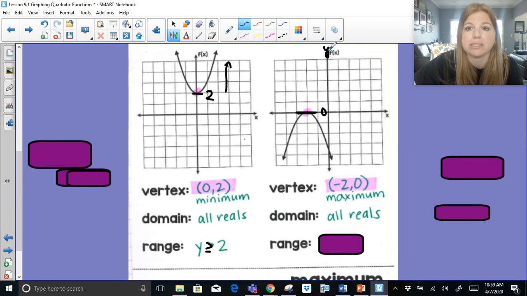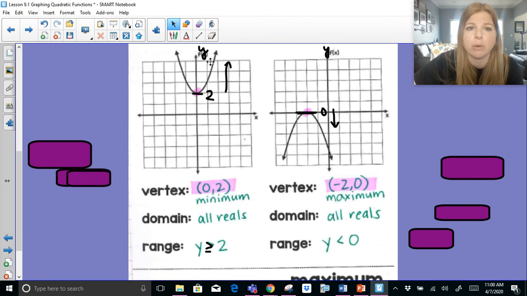Okay, remember f of x is another way to say y. So it starts at a y value of 0, and then it's everything below it. So this graph will never have a positive y value. It's everything that's 0 or less. I just need to add in my less than symbol. It's all y values that are less than or equal to 0.